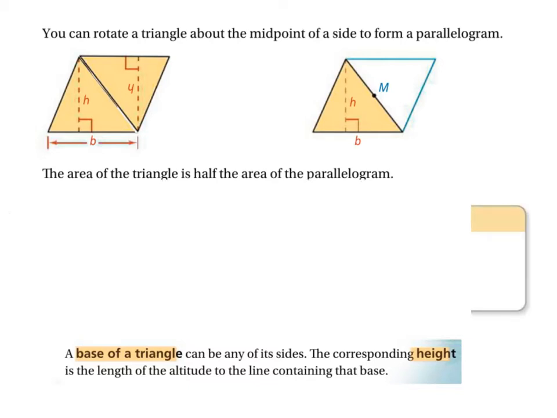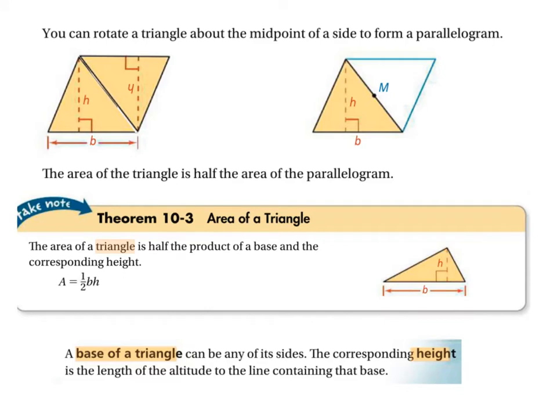So there's your theorem. Area of a triangle is 1/2 the product of a base and a corresponding height. And the base of a triangle can be any of its sides, and the corresponding height is just the length of the altitude to the vertex of that highest point, making a 90-degree angle. Okay? Let's apply this.